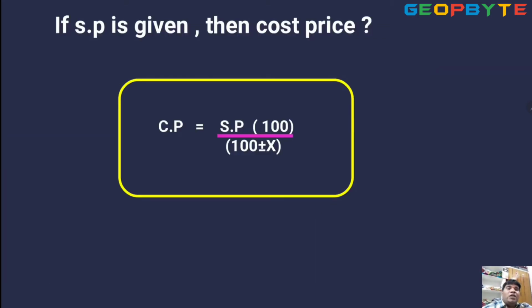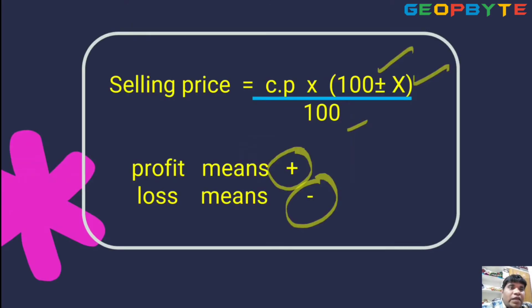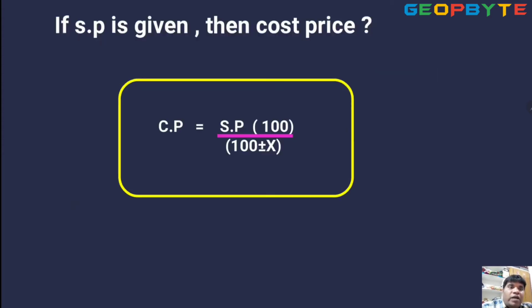Next. Suppose selling price is given, then you want the cost price. Look here: CP equals selling price into 100 upon 100 plus or minus X. If you cross multiply, selling price into 100 upon 100 plus or minus X, that is the formula. Got it, children? Okay. You want CP. CP means 100%, so the numerator is compulsory 100.